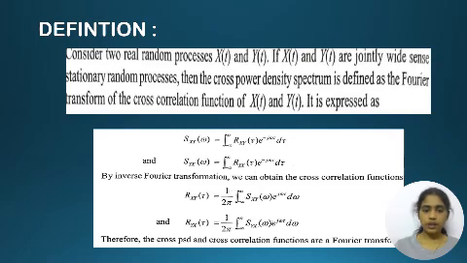Sxy of omega equals integral from minus infinity to infinity Rxy of tau e power minus j omega tau d tau. By inverse Fourier transform, we can obtain the cross correlation function Rxy of tau equals 1 by 2 pi integral from minus infinity to infinity Sxy of omega e power j omega tau d omega.